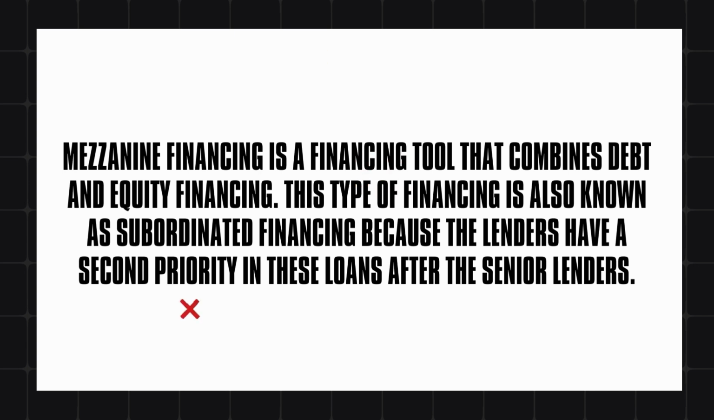For instance, let's say a developer is constructing a $20 million luxury apartment complex, but has only secured a $15 million senior loan. Mezzanine financing could cover the remaining $5 million while accepting a secondary repayment position.